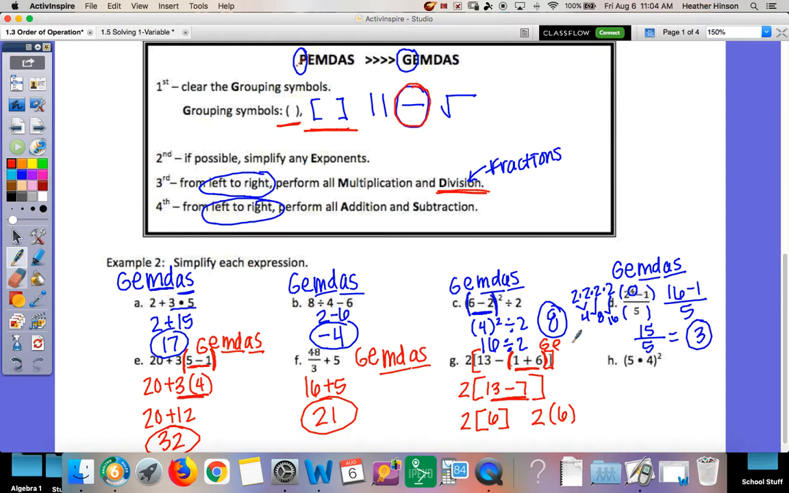Do you have any exponents? No. Multiplication or division? Yes. What is 2 times 6? That is 12. And then there's nothing else. There's no addition or subtraction.